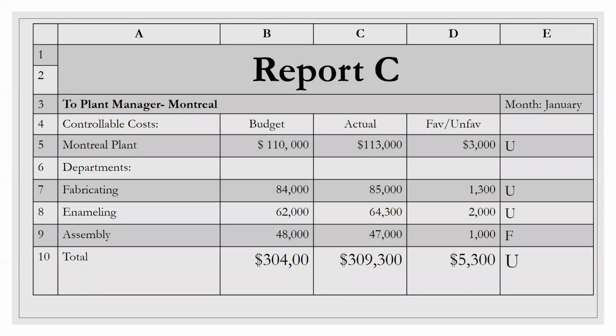Another report is from the plant manager in Montreal, which is the place where the plant is located. It is an example of reports that are sent to plant managers. It shows the costs of the plant that are controllable at the second level of responsibility. In addition, Report C shows summary data for each department that the plant manager controls. Similar reports are prepared for the other plants, for example the Toronto and Halifax plant managers. So that is Report C.